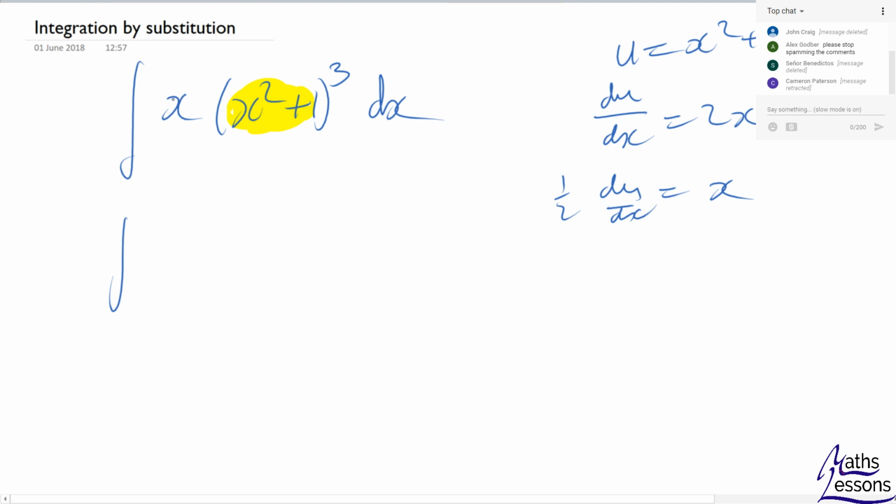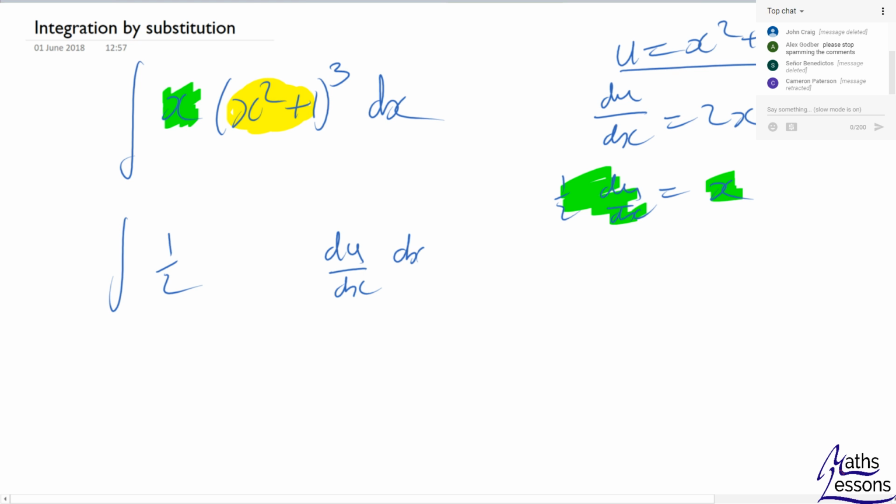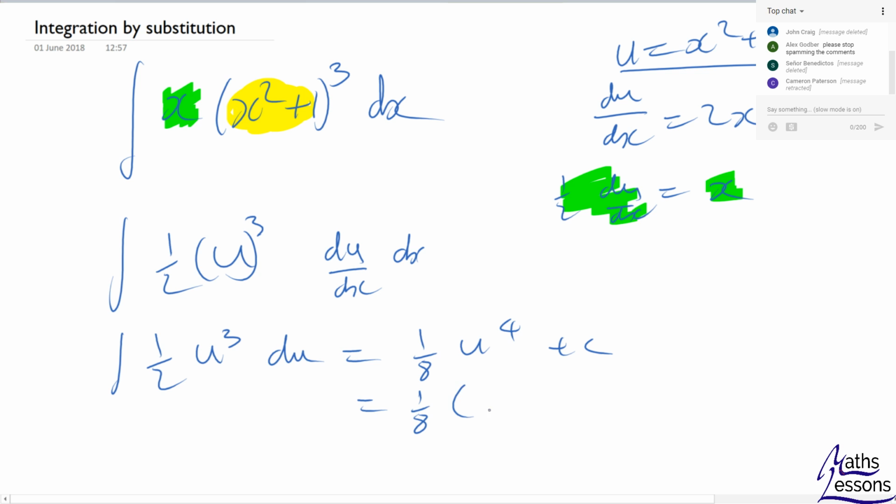So this x here is equal to a half du by dx. So I'm going to replace that with a half du by dx, but I'm going to put the half here, and I'm going to put the du by dx here, and I've got the dx here, and then I've got x squared plus 1, which is just u, to the power of 3. So I'm integrating half u to the 3 with respect to u. Now integrate that, I'm going to get u to the 4, I'm going to divide by 4, which gives me an 8th u to the 4 plus c. So that's equal to 1/8 of x squared plus 1 to the 4 plus c.